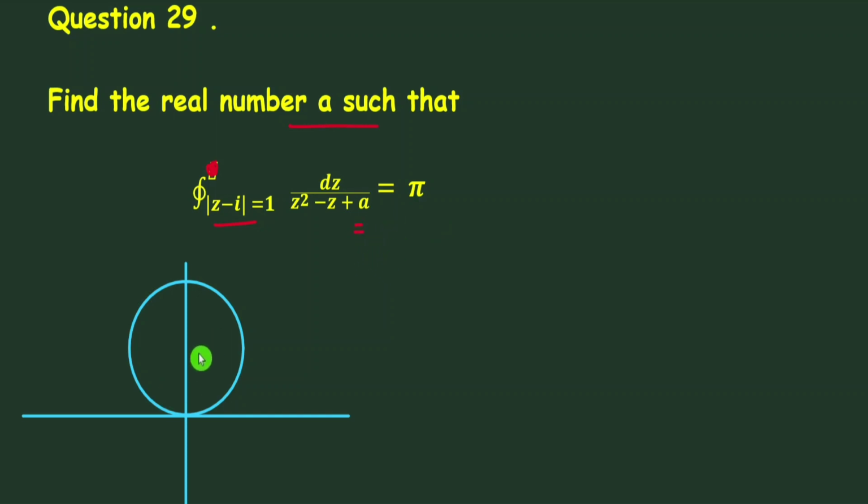Now suppose this is the circle |z - iota| = 1, that means the center is iota and the radius is 1. Now we calculate this integration using a. First, we should calculate the singularities.